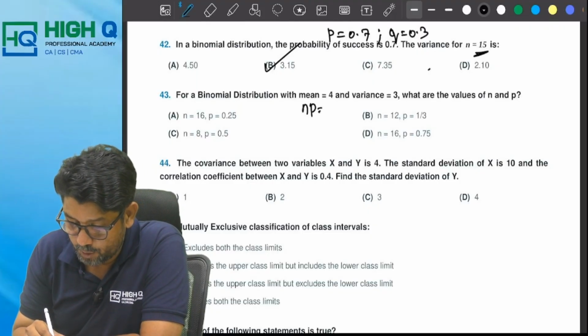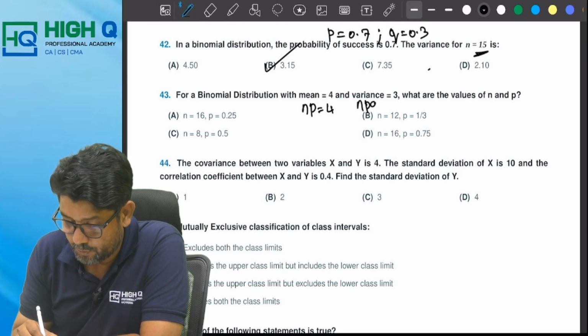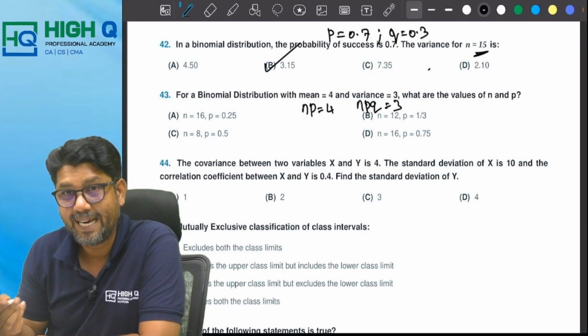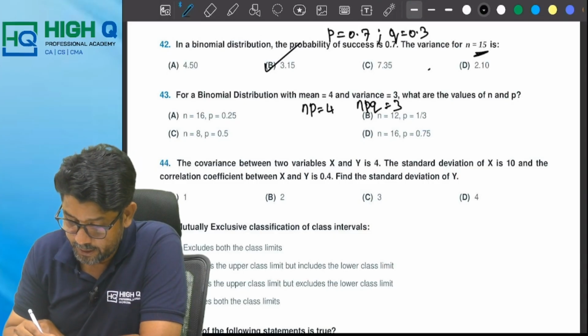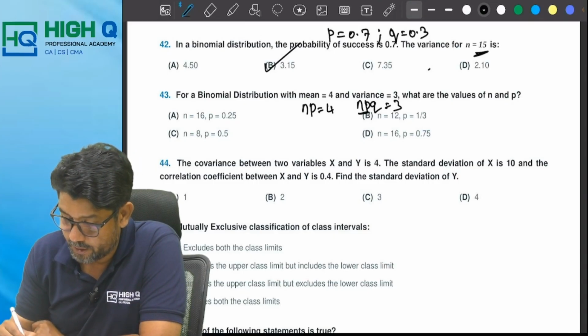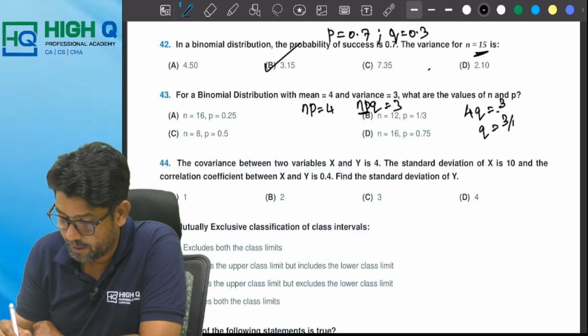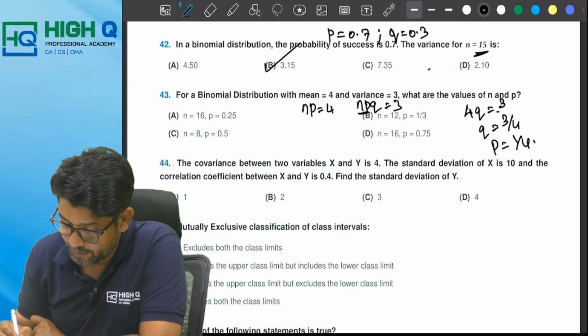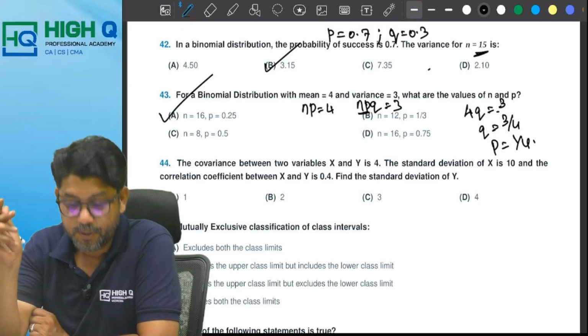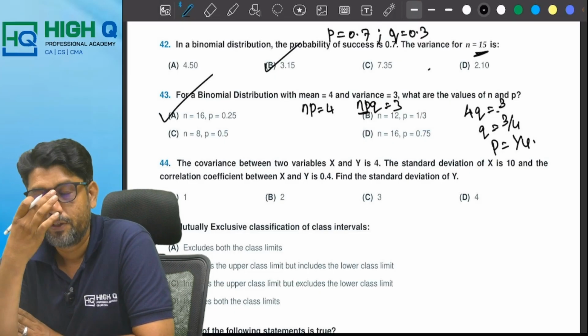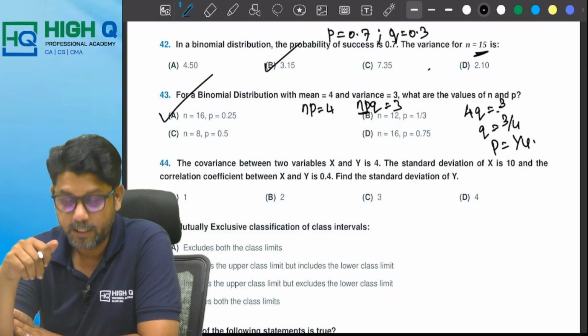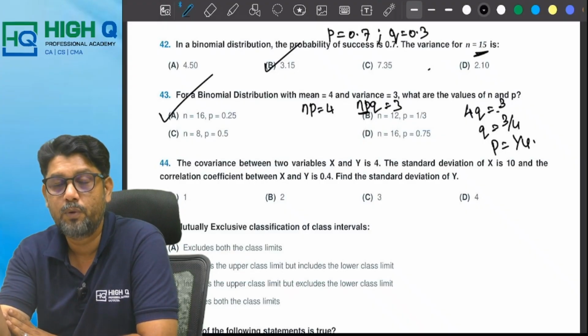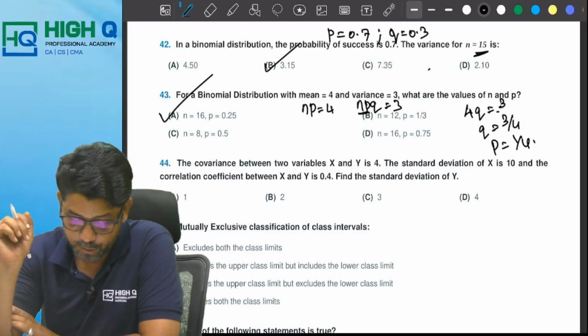Next, for a binomial distribution, mean is equal to 4, variance is equal to 3. What are the values of n and p? Very simple. np is equal to 4. Substitute here: 4q is equal to 3. Q is equal to 3 by 4. Therefore, p is equal to 1 by 4. Let me check if any option has p equal to 1 by 4. Only one option is 1 by 4. Without finding n also, directly I can mark. If two or more options have 1 by 4, then we have to find n also.